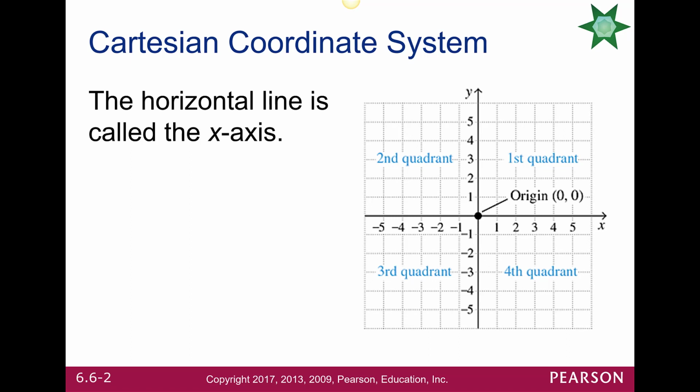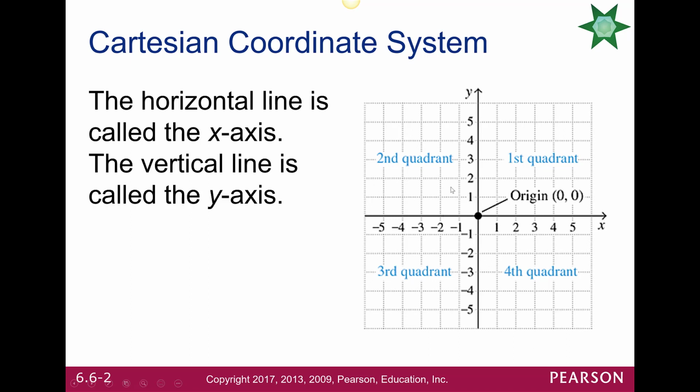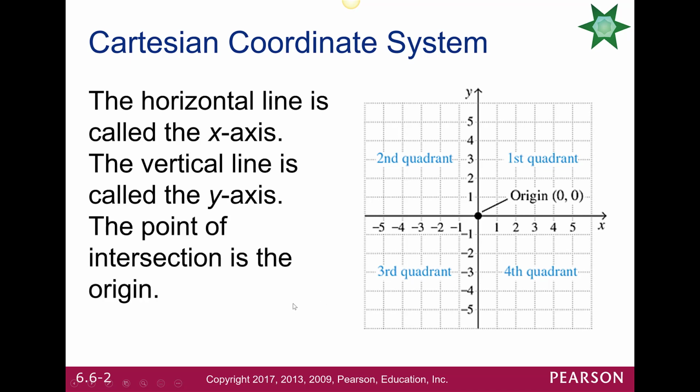The horizontal line is called the x-axis, which we see right here. And the vertical line is called the y-axis. We notice that the Cartesian coordinate system is divided into 4 quadrants by those axes, and the point of intersection of the two axes is called the origin.